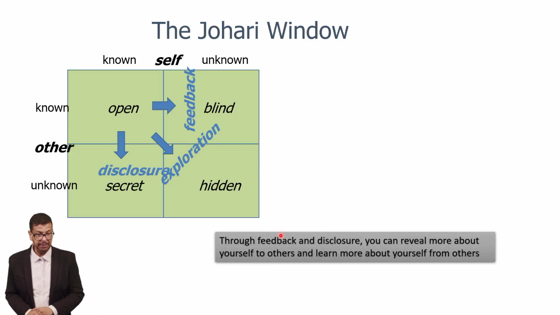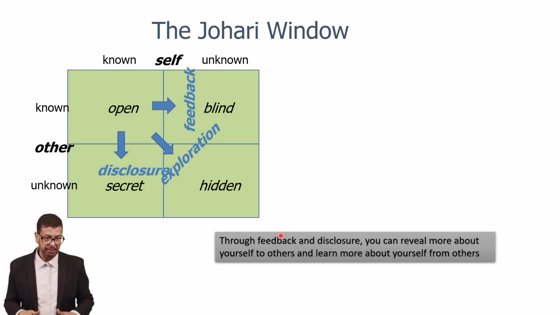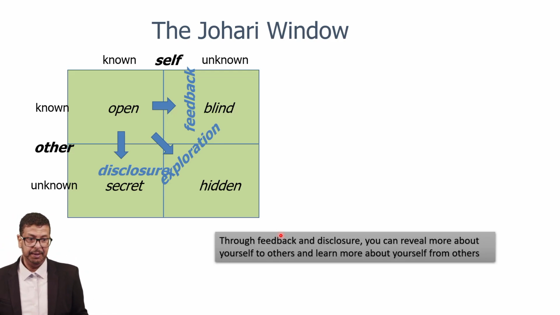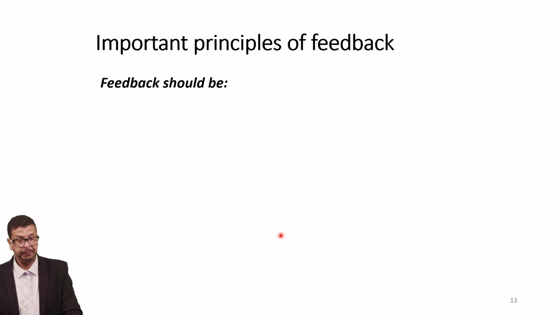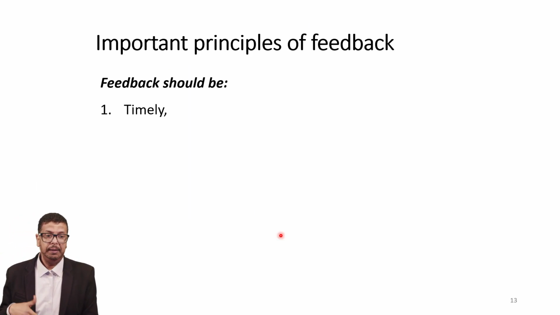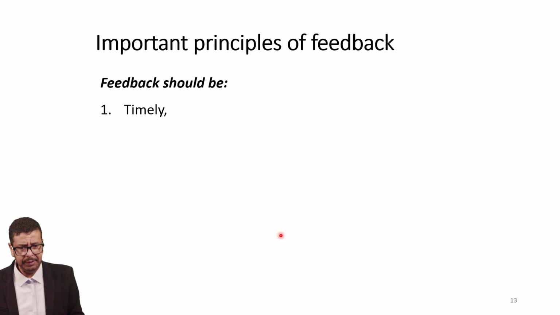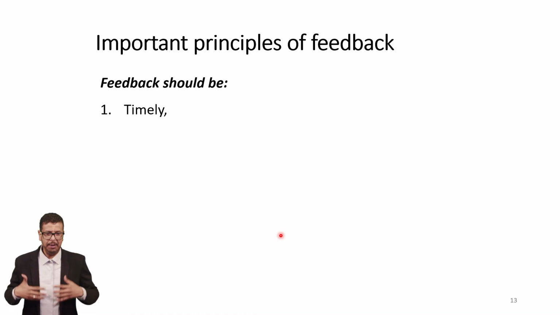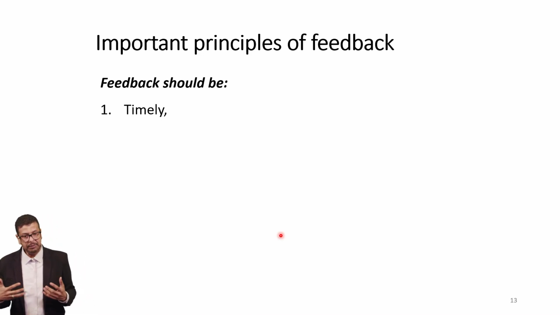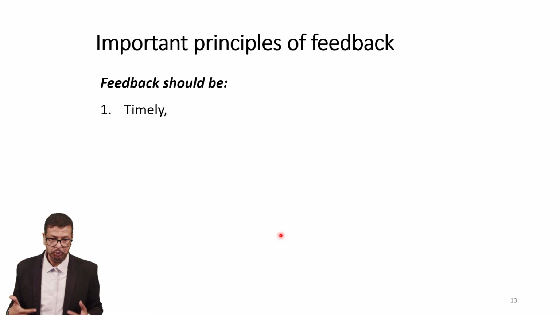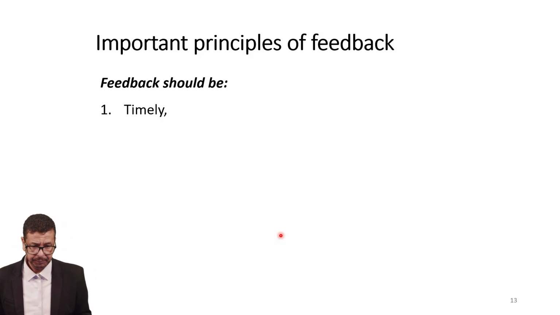So through feedback and disclosure, you can reveal more about yourself and others, and learn more about yourself from others. Why is feedback important? What is the importance of feedback? Feedback is important because without feedback, mistakes will go uncorrected. And also without feedback, good practice will not be reinforced.